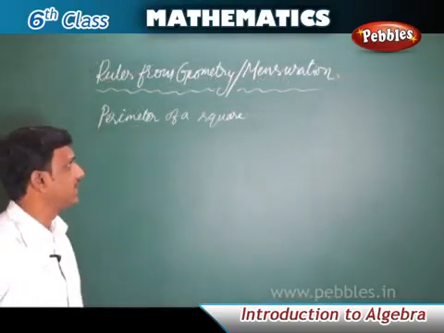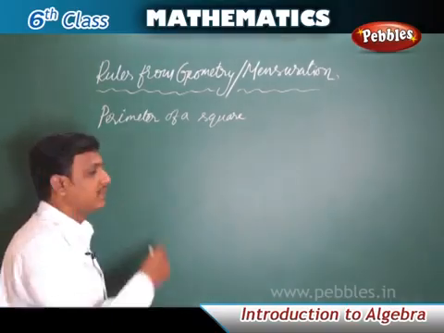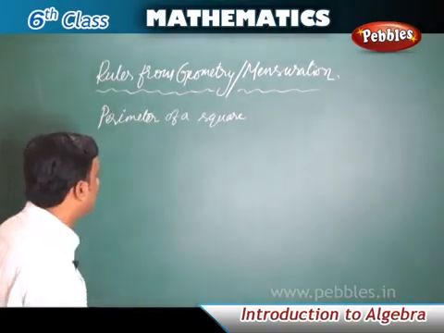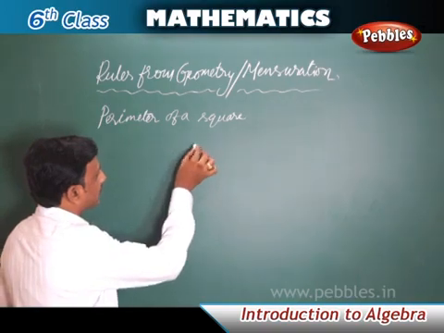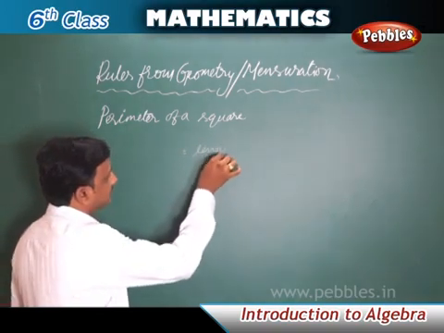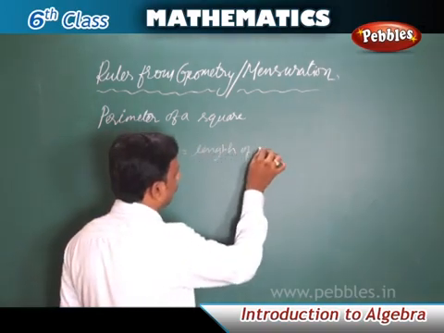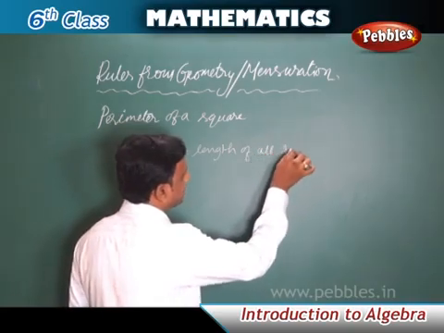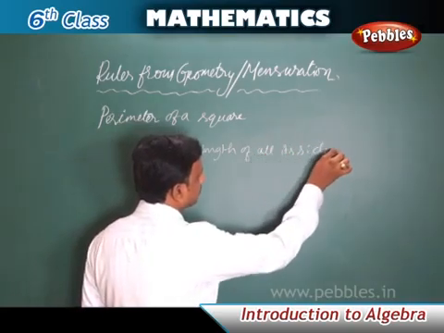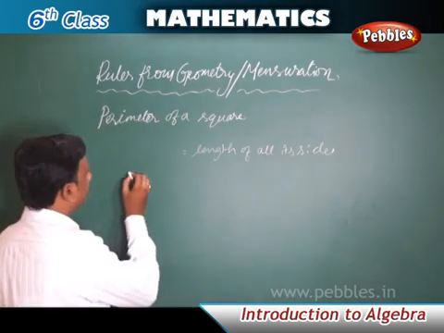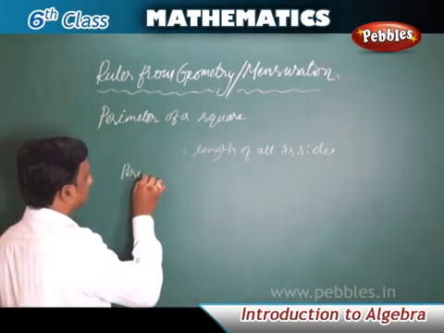Rules from geometry and mensuration. Perimeter of a square. We know that perimeter of a polygon is the length of all its sides. Now perimeter of a square.